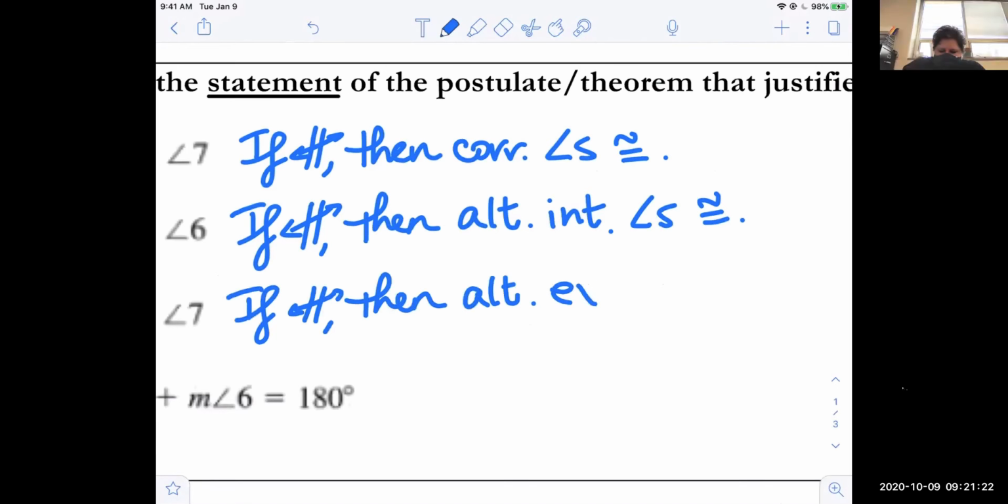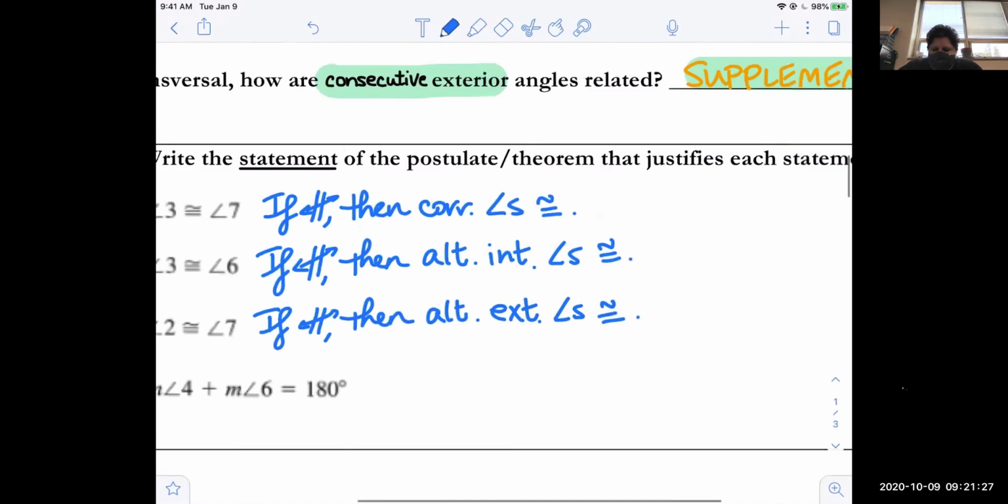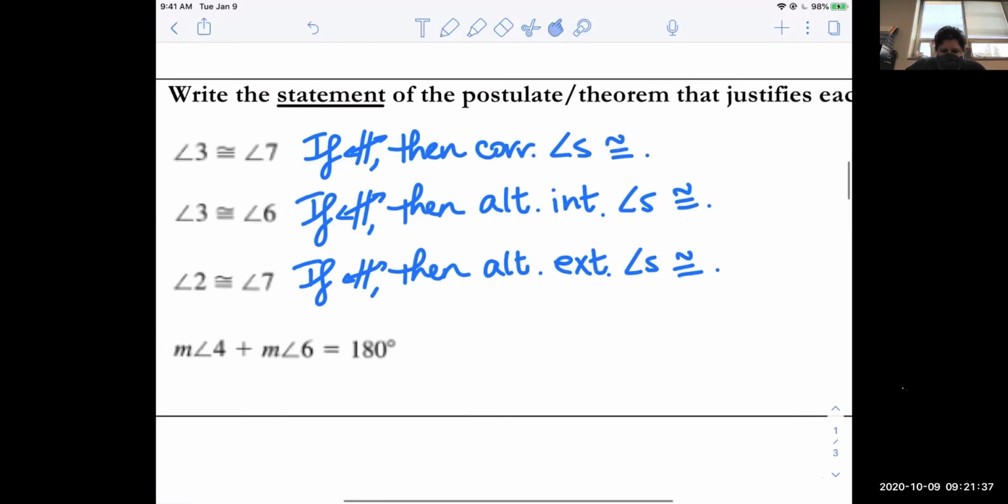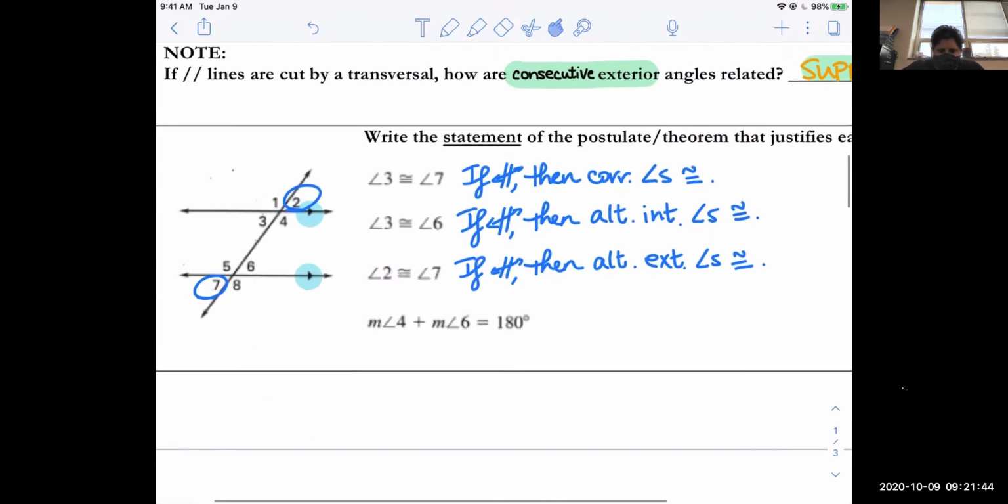Okay, and again, the reason you have to write the whole theorem is because alternate exterior angles are not always congruent. Back in the last section, you had lines and a transversal. That one and that one are alternate exterior. However, they're not congruent if those lines are not parallel. So you need to make sure that you're qualifying the statement by saying, if you know that the lines are parallel, then you'll have alternate exterior angles that are congruent.